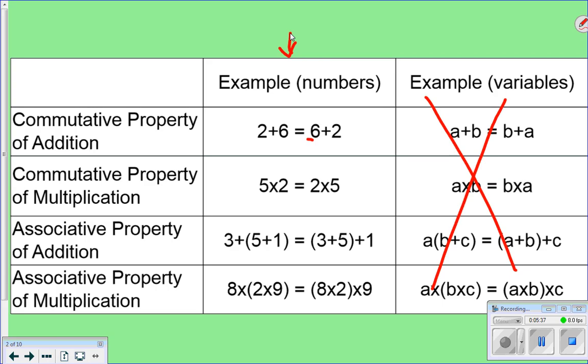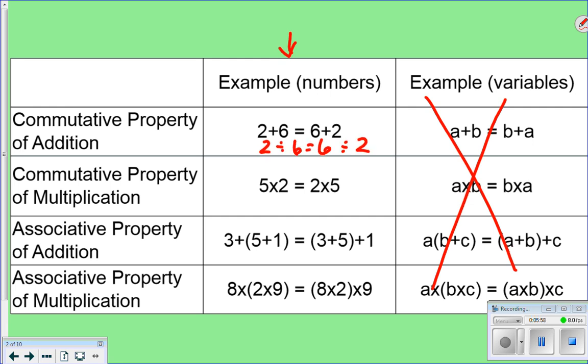So what if I do 2 minus 6 equals 6 minus 2? Is this the same thing? That's why, okay, subtraction, you can't use the commutative property, because guess what? You're not going to get the same number. What if I would do 2 divided by 6? Is that the same as 6 divided by 2?